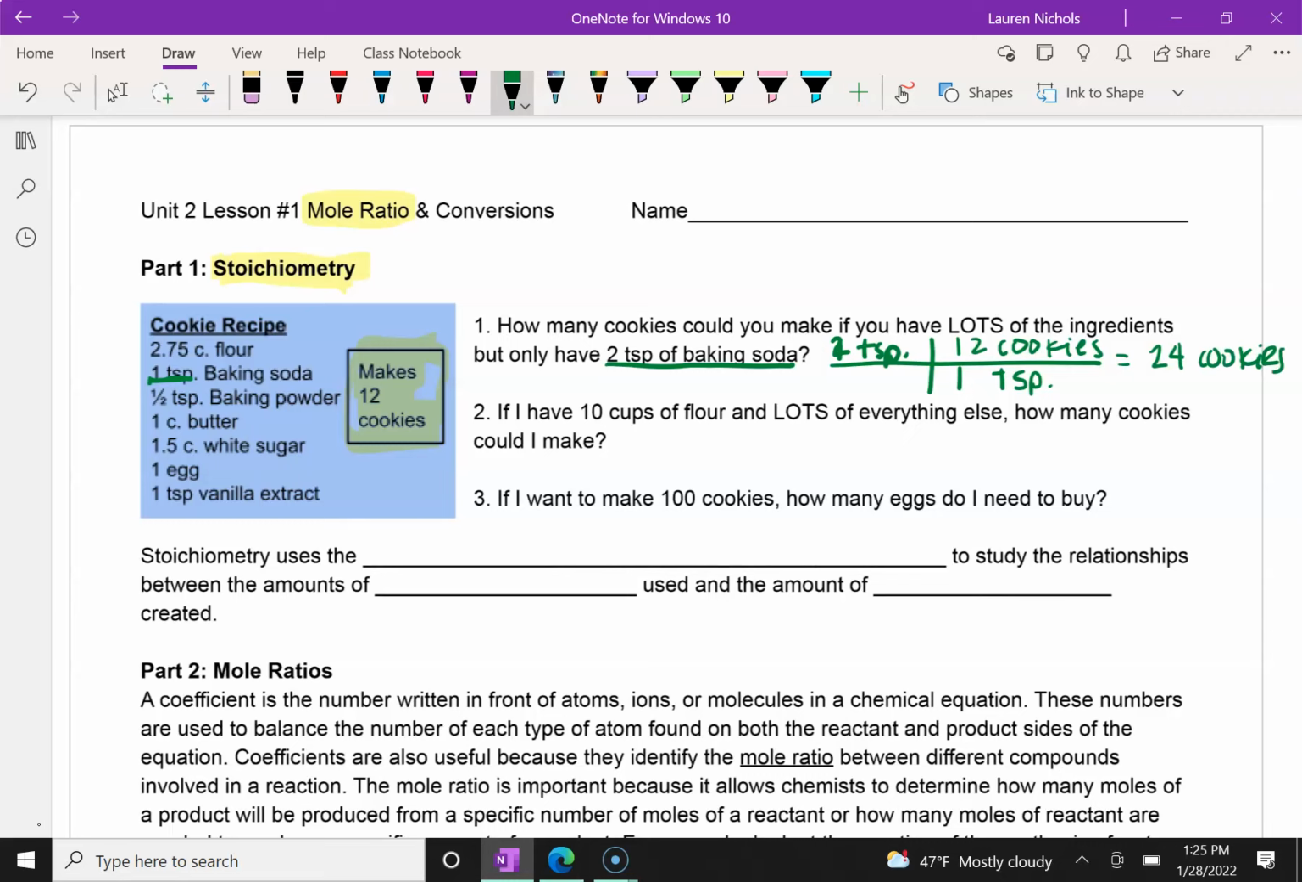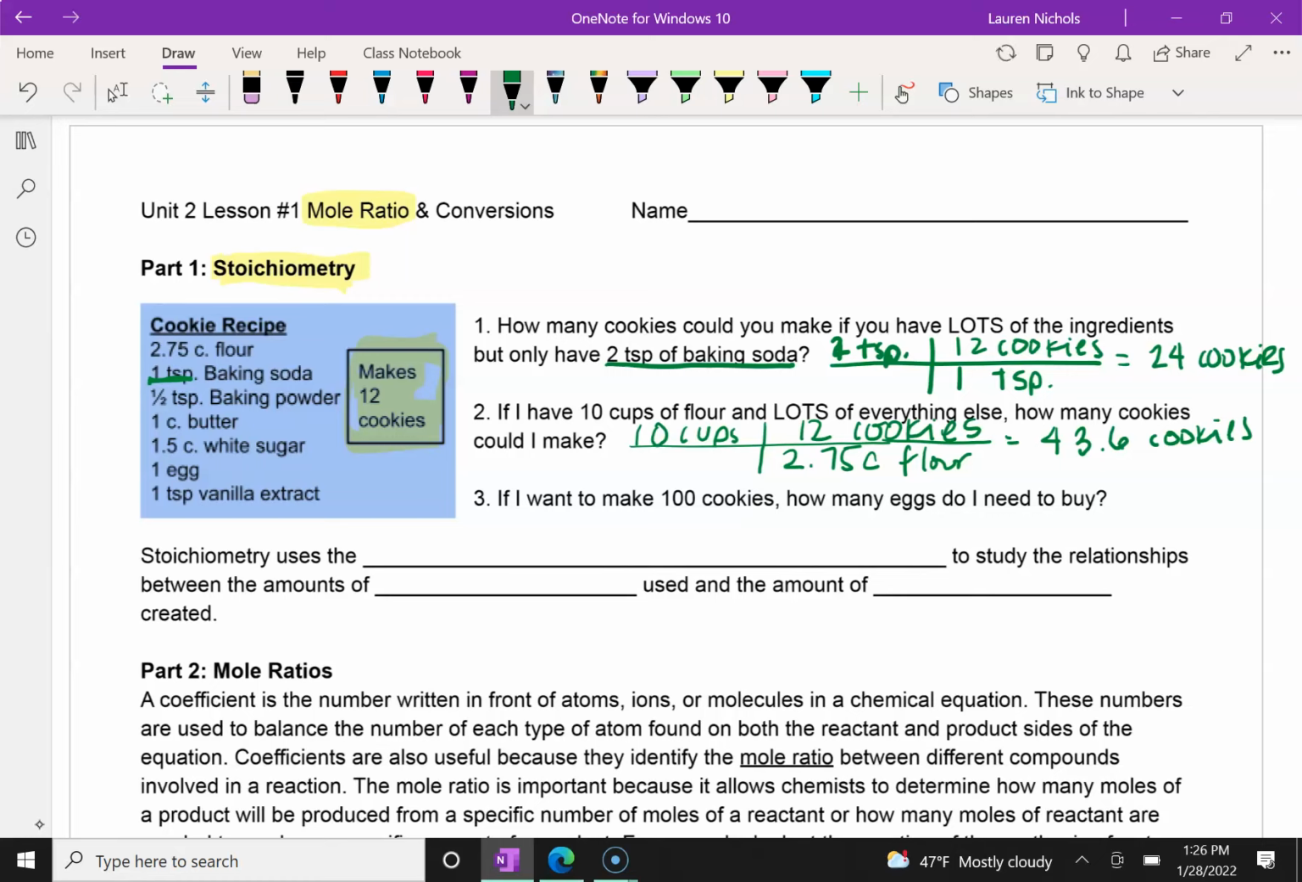If we have 10 cups of flour and lots of everything else, how many cookies could we make? Well, if I have 10 cups of flour, what we know is that 2.75 cups of flour make 12 cookies. So in order to do this problem correctly, it would have to be 10 times 12 divided by 2.75, and that means we could make 43.6 cookies. So probably just 43 or 44 cookies, maybe 2 ones that are slightly smaller.